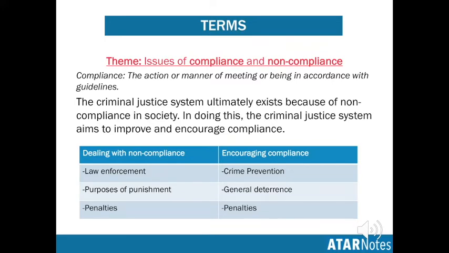So compliance and non-compliance is really, really easy to talk about when you're looking at cases, when you're talking about legislation, the effectiveness of legislation, the purpose of legislation, the purpose of law reform, everything like that.